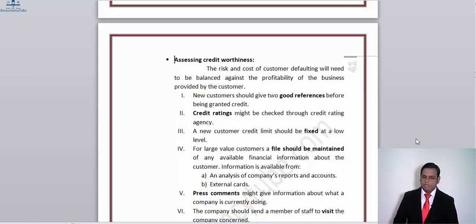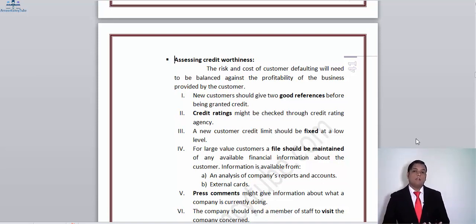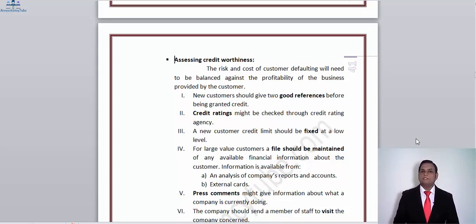Then we have credit rating, which might be through credit rating agencies. Now, especially in the listed client scenario, you will always have the credit rating agencies rating their instruments and equity in the market. In this way, we assess how much confidence the market has in those companies.